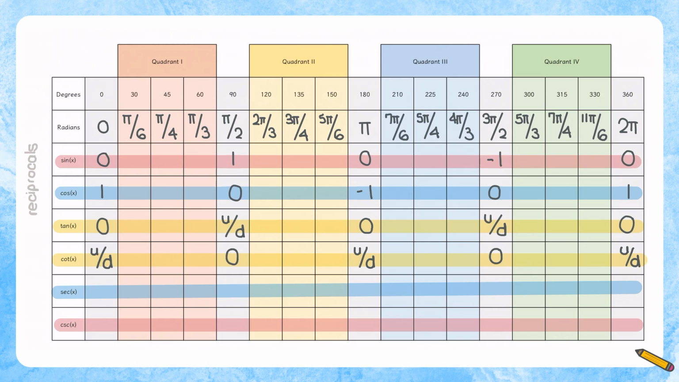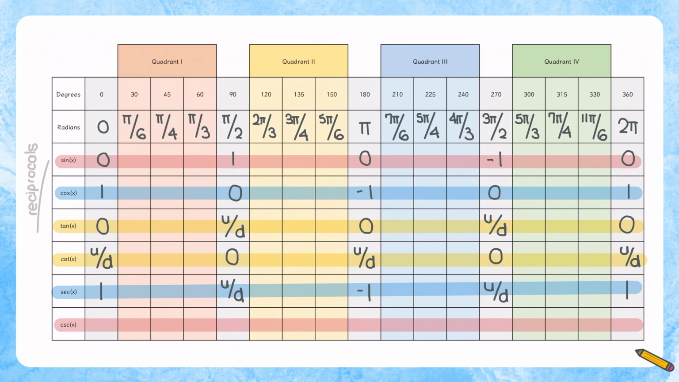And then next we'll fill out the values of secant, which are the reciprocals of the cosine values. And so remember that the reciprocal of 0 is undefined. The reciprocal of -1 is just -1. And then filling out the rest as well. Definitely be careful about the positives and negatives here.